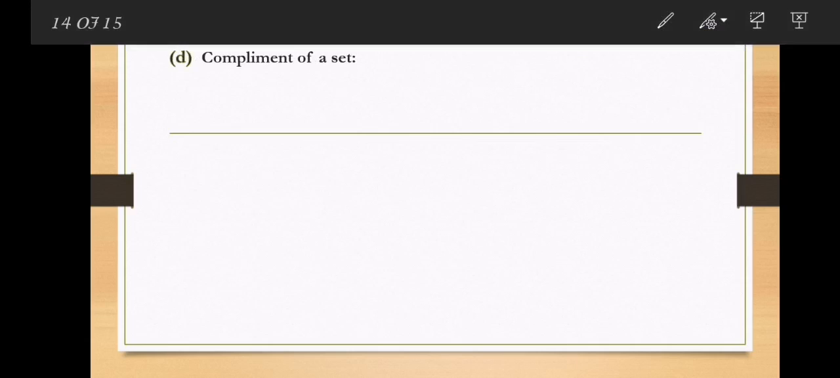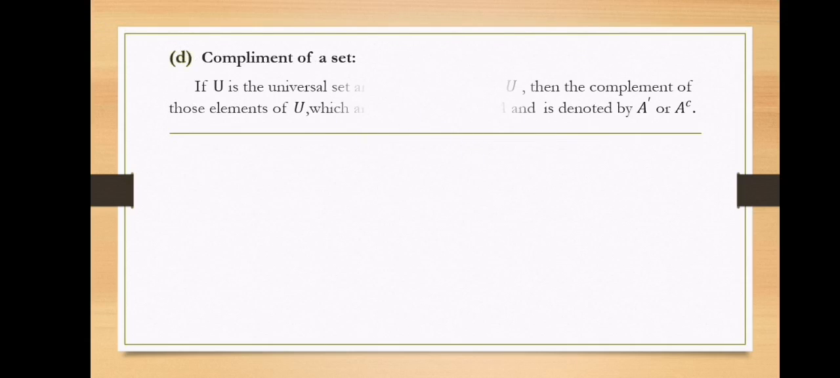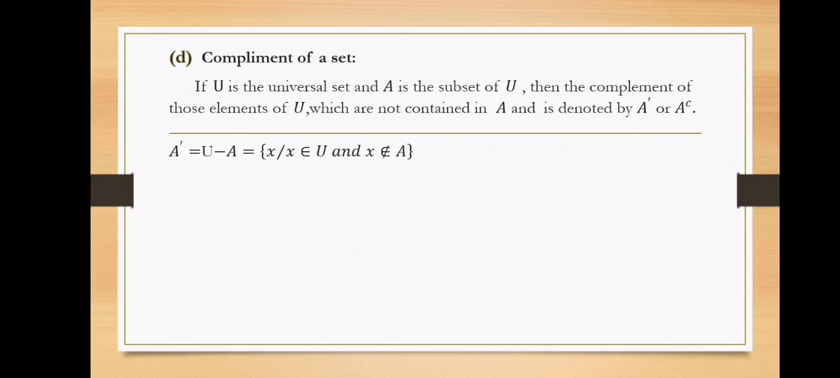The complement of a set is, if U is a universal set, the universal set is the set which is given to us, and it is the superset of the other two sets which will be given to us. If U is a universal set and A is a subset of U, then the complement of those elements of U which are not contained in A is denoted by A complement, or we write C in the superscript of the set notation. That is, A complement is equal to U minus A.